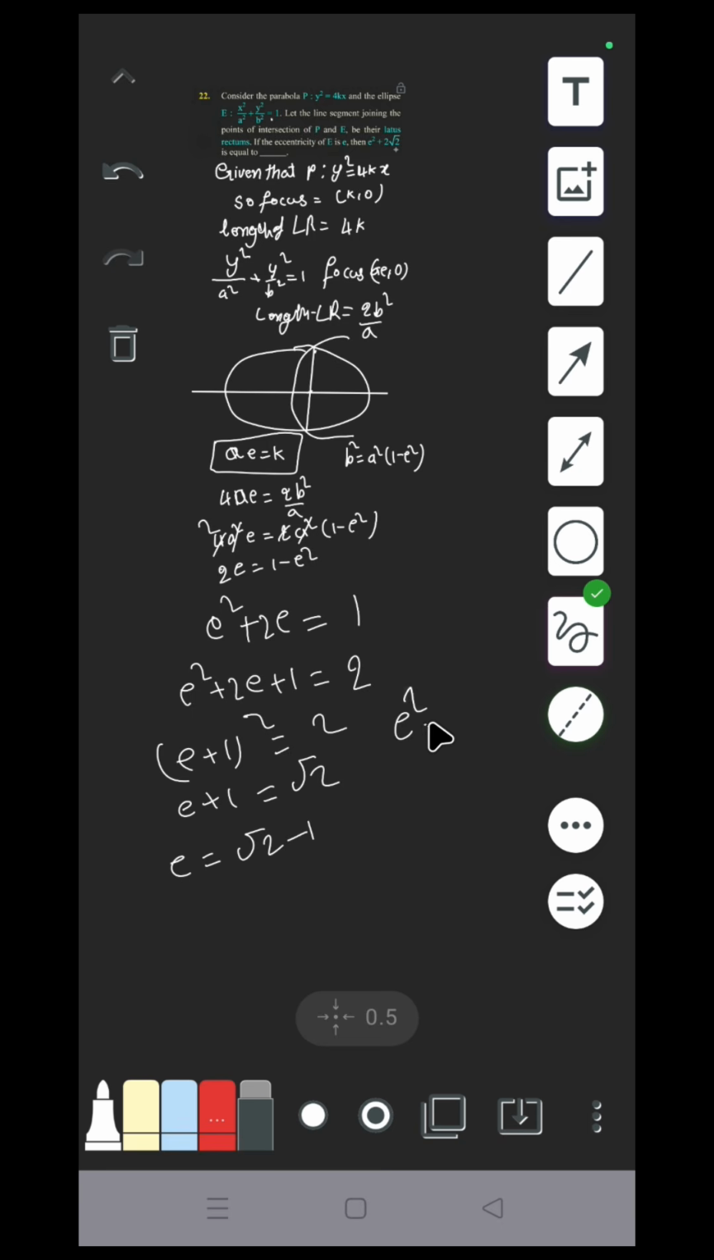But we need e square. e square is equal to (root 2 minus 1) whole square, which is 3 minus 2 root 2. The (a minus b) whole square formula you can use, you will get this one. So e square plus 2 root 2 is equal to 3. So the answer is 3.